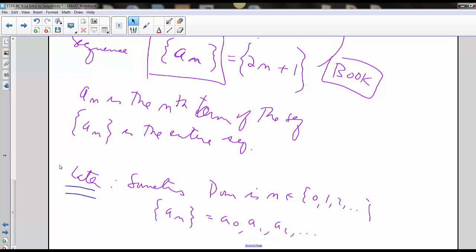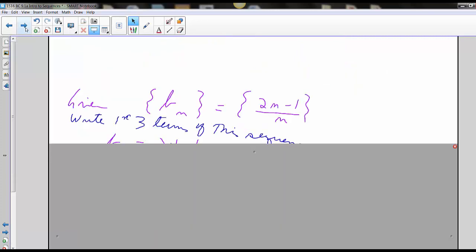Later on, we will have a situation where the domain actually begins at 0. So you'll have the 0th term, the first term, the second term. You'll see why when we get way further on in this chapter.